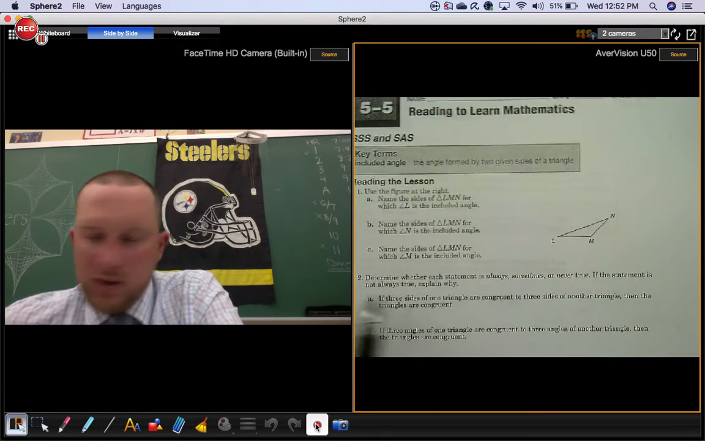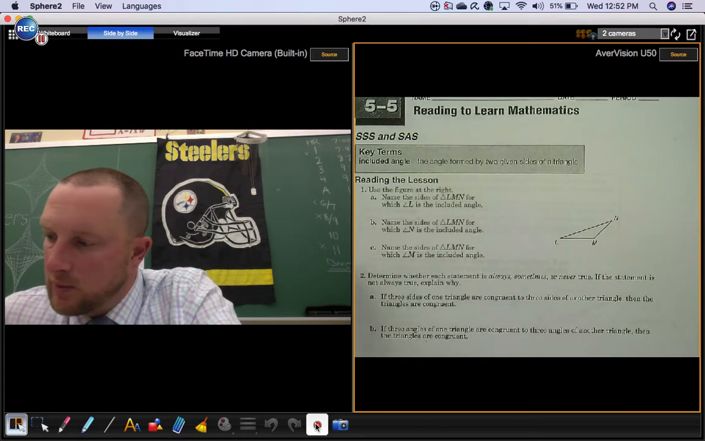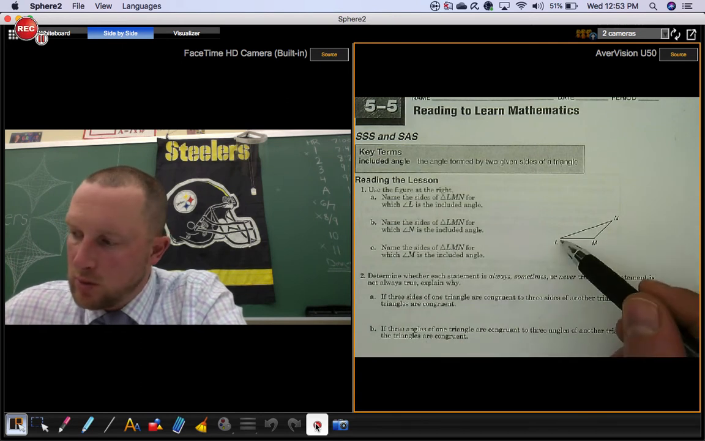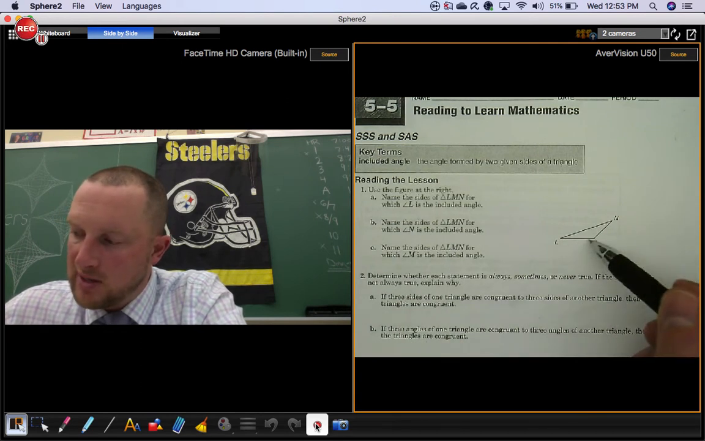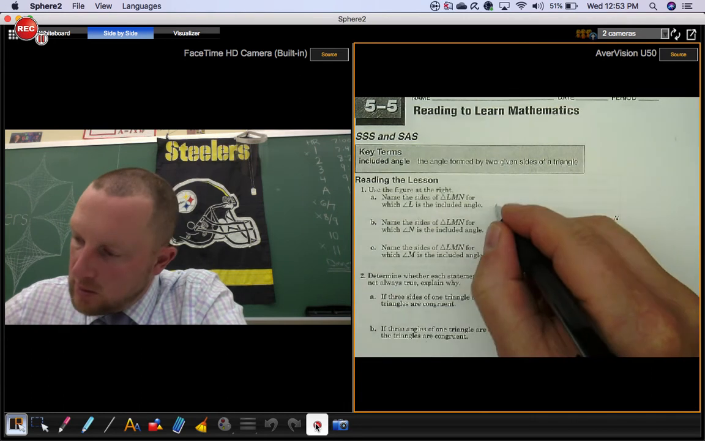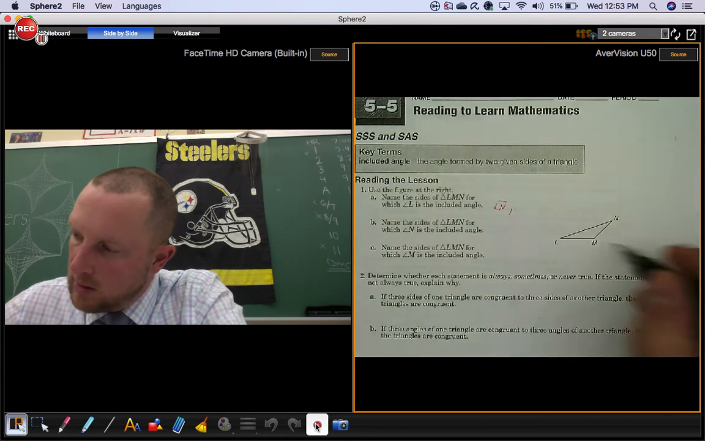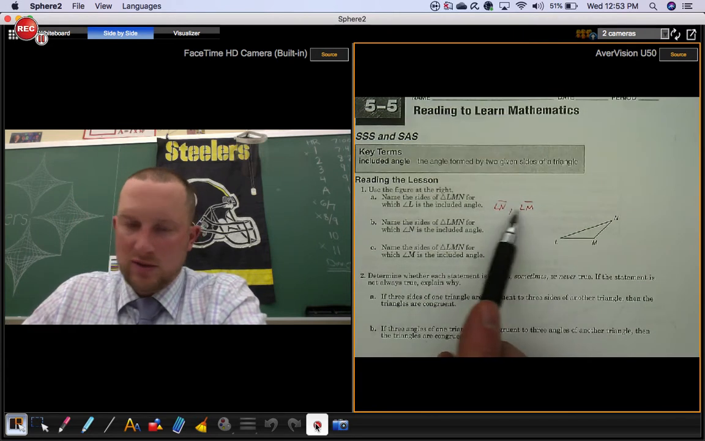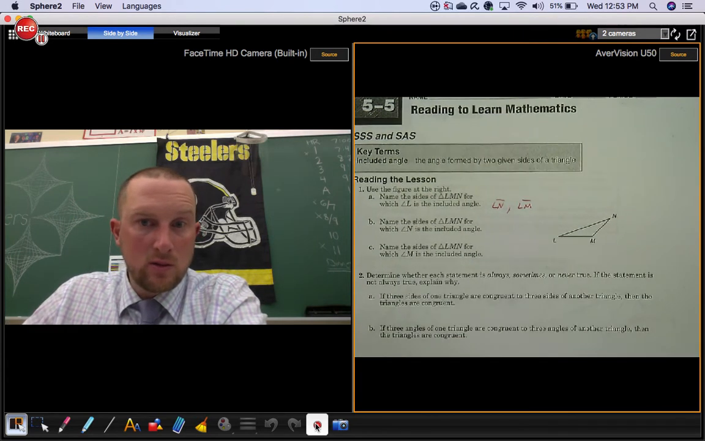Number one, we're going to read the lesson. Use the figure at the right. Name the sides of triangle LMN for which angle L is the included angle. Well, here's angle L. Which two sides touch it? Segment LN and segment LM. We know angle L is the included angle because they both have an L.